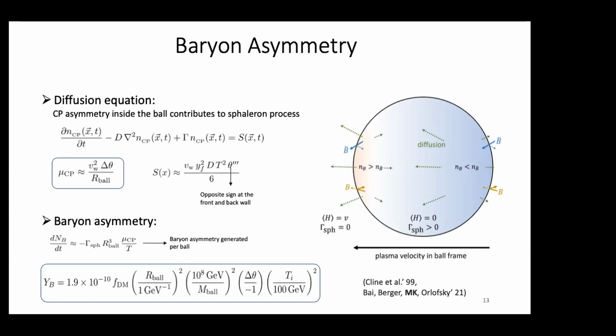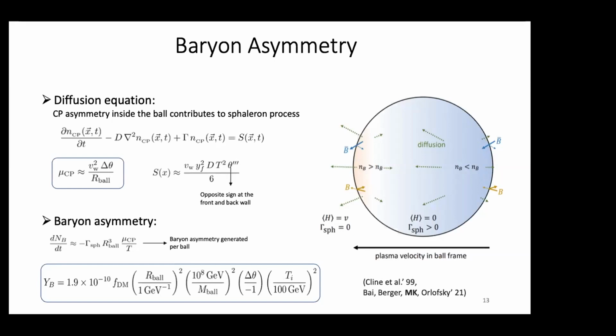So let's say on the right-hand boundary, you have more antibaryons going inside than baryons, while because of the sign here for the source term at the boundary, you have more antibaryons going outside than baryons. But there is also a diffusion because there is a net velocity of the plasma inside the ball. So what happens in the end is that you have more antibaryons than baryons at any time inside the ball.